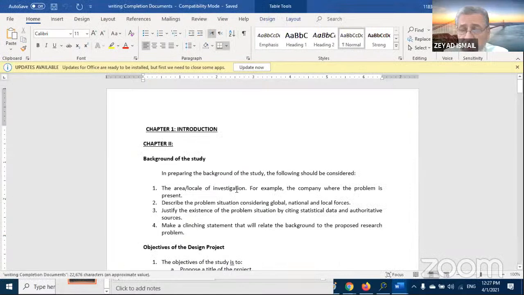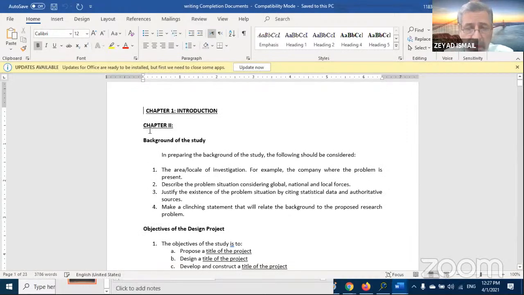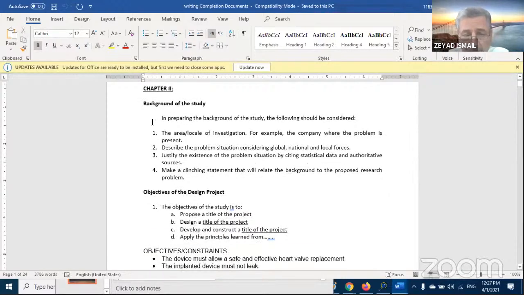During the project A presentation for lectures, I, as a coordinator, will explain to the students how they will write their project. So chapter one will include, as we said before, the introduction. Chapter two will include the background. The background should include these points: the area, local investigation, for example, the company where the problem is present; describe the problem situation considering global, national, and local forces; and justify the existence of the problem situation by using statistical data and authoritative sources.